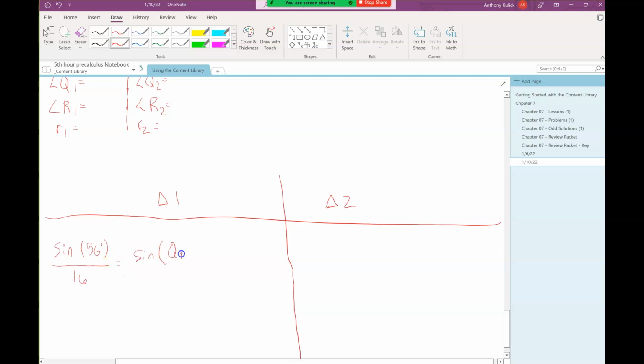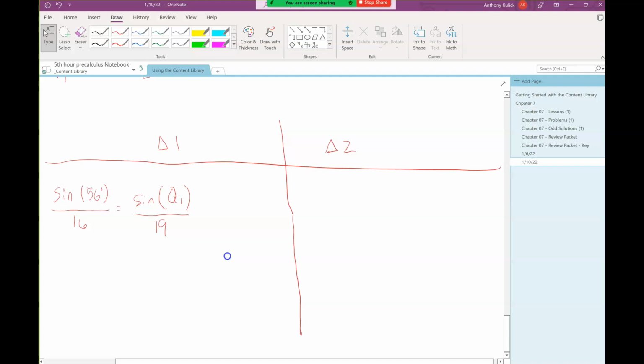And again, I guess I mean Q1 really. So there's my law of sines set up. I'll then cross multiply. So 16 times sine Q1 equals 19 times sine 56. And then we'll divide both sides by 16. So I have sine of Q1 equals 19 sine 56 divided by 16.